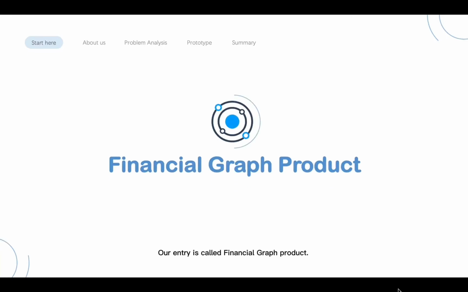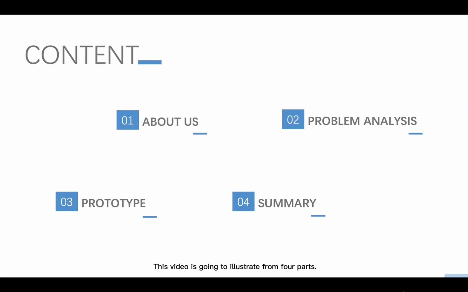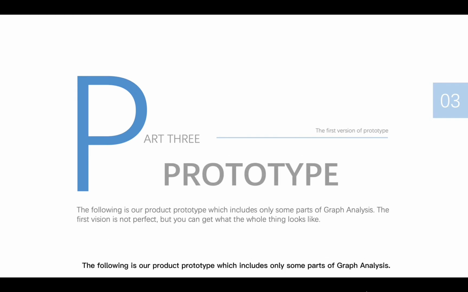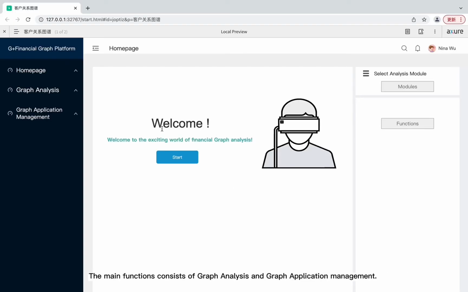Our entry is called Financial Graph Product. This video is going to illustrate from 4 parts. Prototype. The following is our product prototype, which includes only some parts of graph analysis. The first version is not perfect, but you can get what the whole thing looks like. The main functions consist of graph analysis and graph application management.